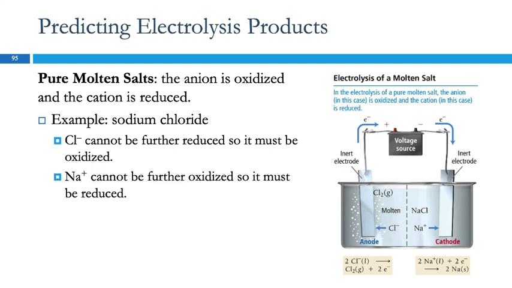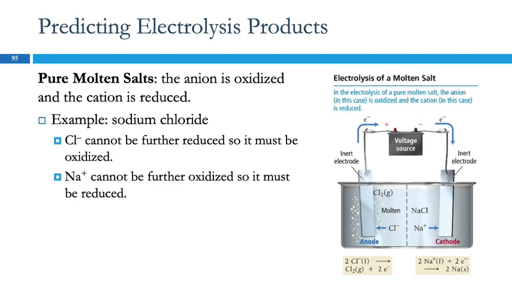If you apply a voltage to a system, you don't always get what you think you're going to get, right? So this is about predicting electrolysis products, what's actually going to happen. So first we're going to talk about pure molten salts. You could take sodium chloride and heat it up really hot, and turn it into a liquid. It's called molten sodium chloride.